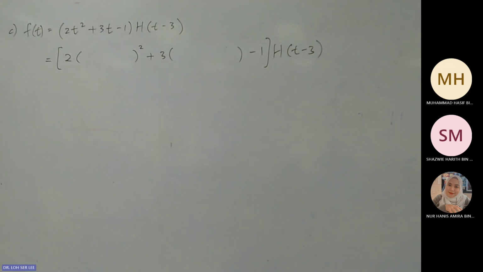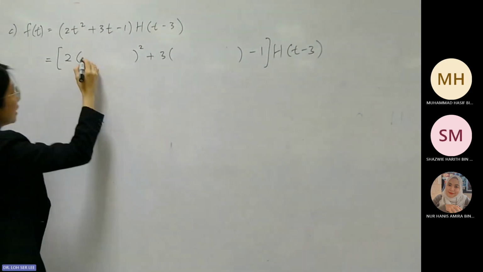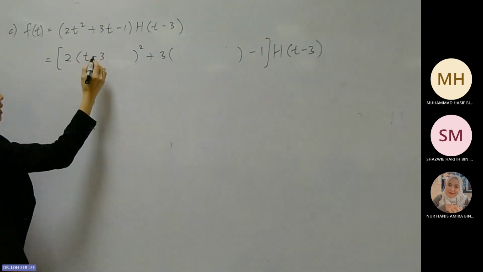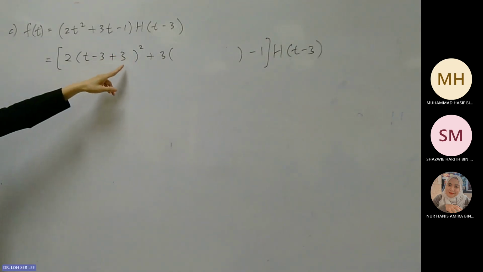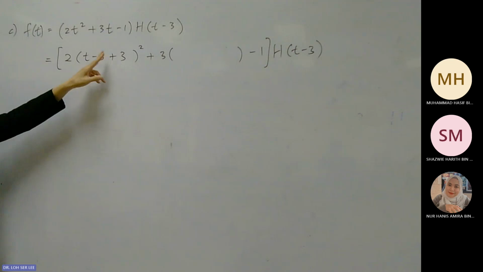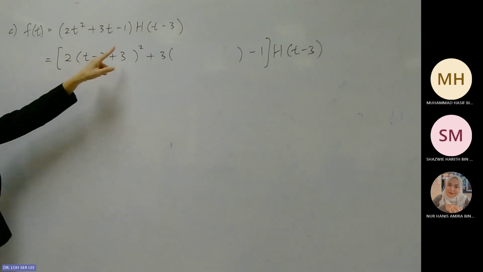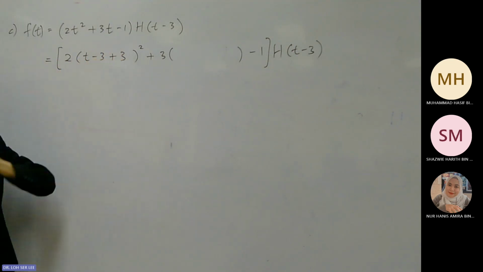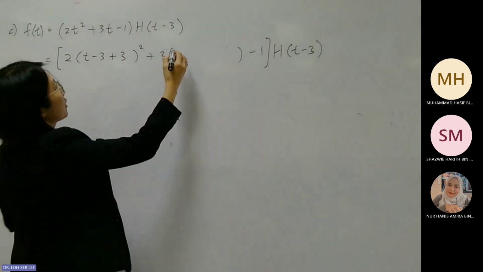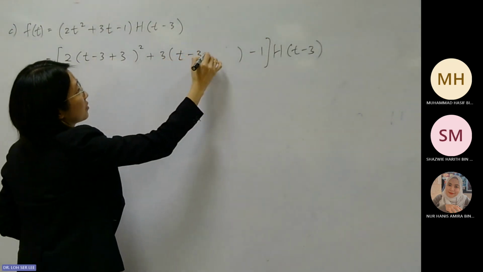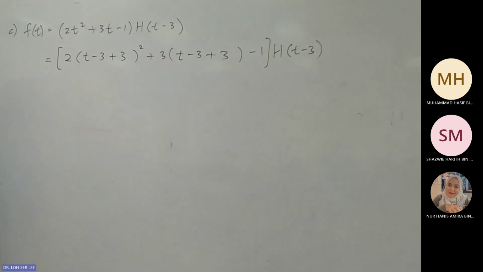Then build up the t minus 3 plus 3. Because we want t minus 3, but you have to plus a 3 back. Because we do not change the question, the minus 3 plus 3 is 0. This is still 2t squared. So here we apply the same t minus 3 plus 3.